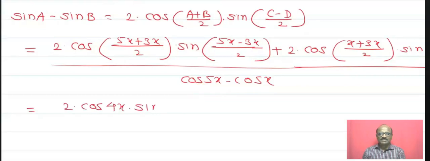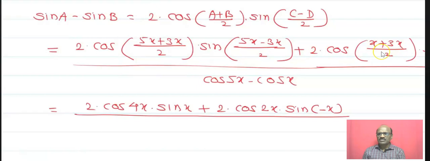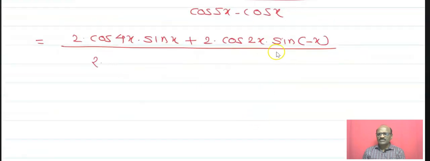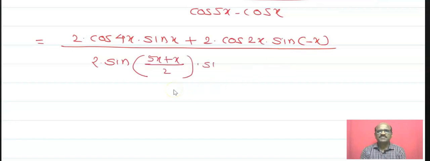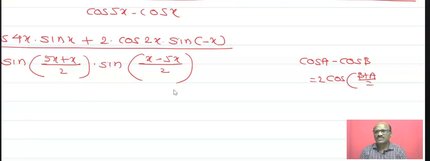Therefore, here cos of 8x upon 2 means what? Cos of 4x, 2 times cos of 4x, and here 5x minus 3x is 2x upon 2, that is sin x, and next is 2 times cos of 2x and next is minus sin x, and for the denominator, that is cos c minus cos d, that is 2 times sin of (c plus d) upon 2 and (d minus c) upon 2. This is the formula.